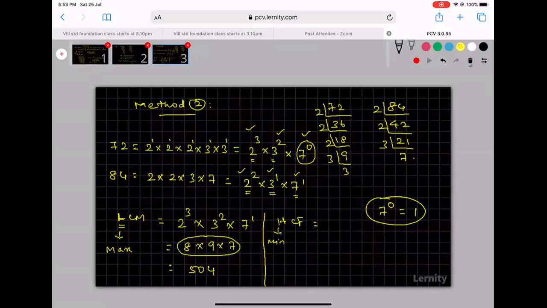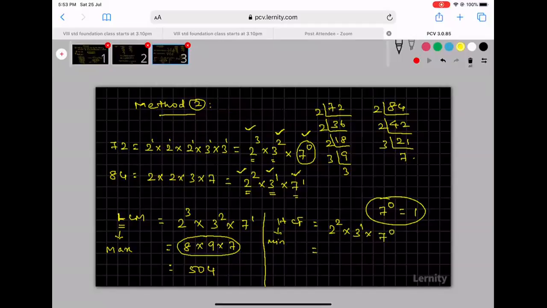Opposite is minimum. Now you see here the same 2 cube and 2 square. Which one is minimum? 2 square is minimum. 3 square and 3 power 1. Which one is minimum? 3 power 1. And here you see 7 power 0, 7 power 1. Which one is minimum? 7 power 0.